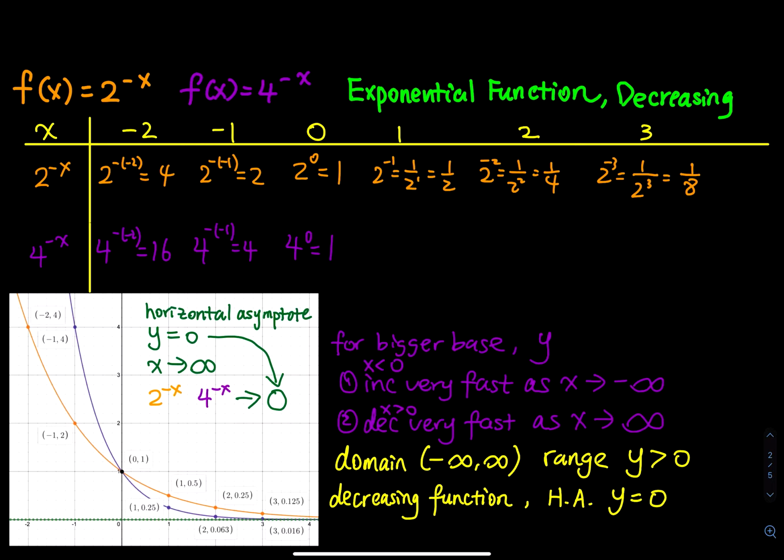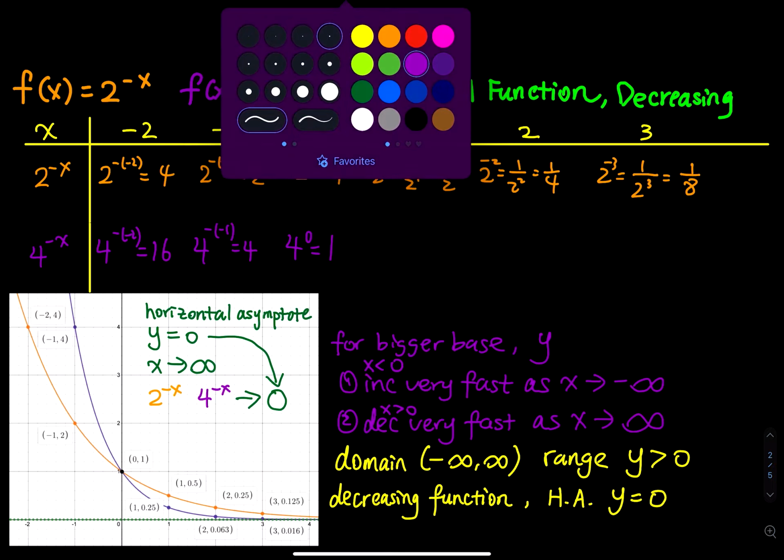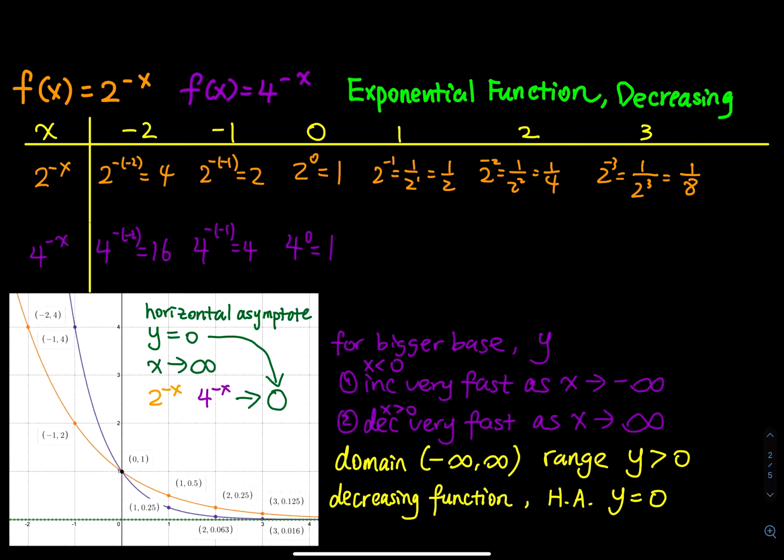All right, and then how about the fourth? So for the 4 to the negative x, we have 4 to the negative 1, so 1 over 4 to the first, a quarter. 4 to the negative 2, 1 over 4 squared, 1 over 16, and then 4 to the negative 3, 1 over 4 to the third, this is 64, right?